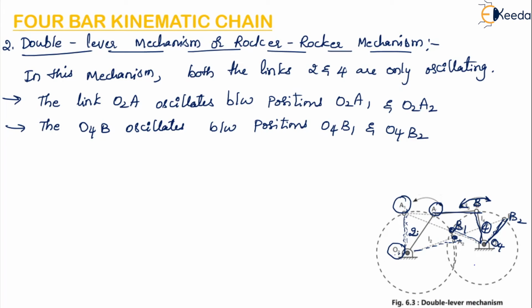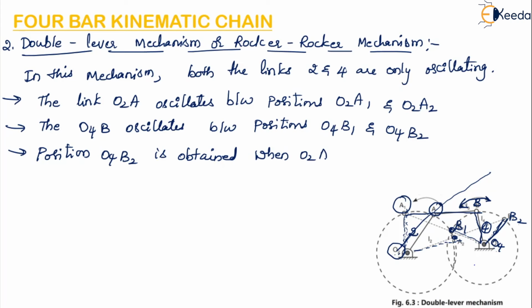When O2A and AB are in a straight line position like this, then you will obtain this position O4B2. So when they are along a straight line, O4B2 is obtained. Position O4B2 is obtained when O2A and AB are along a straight line.